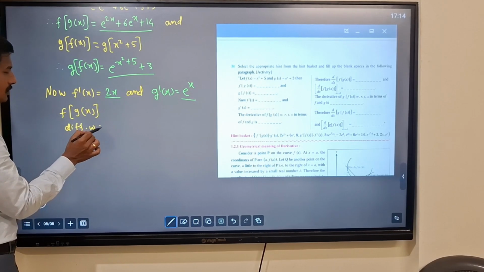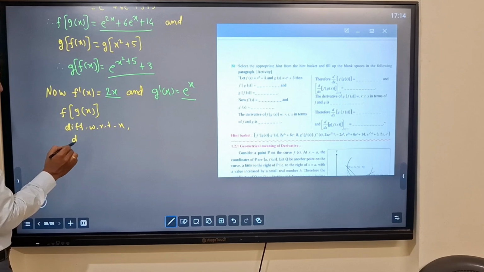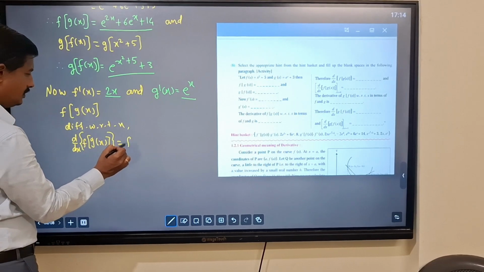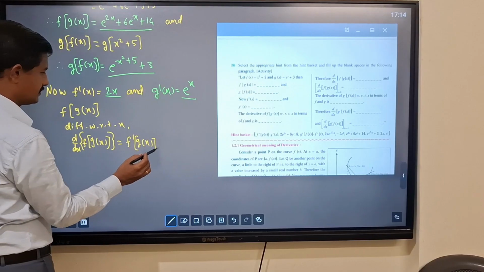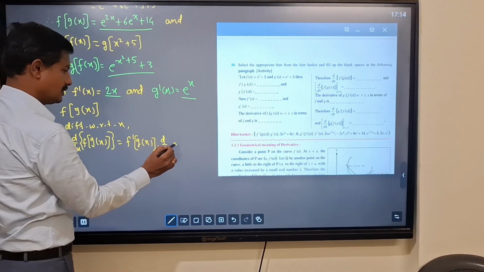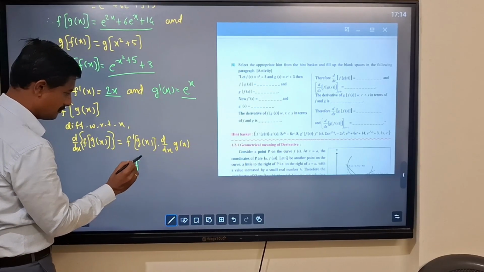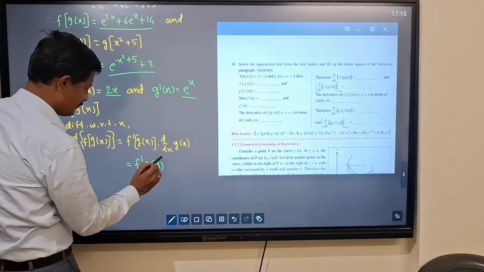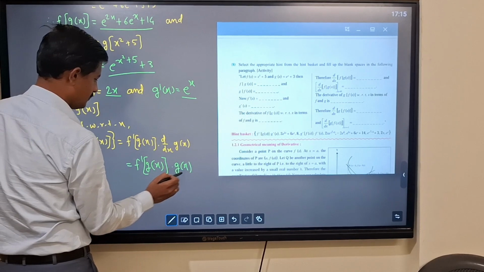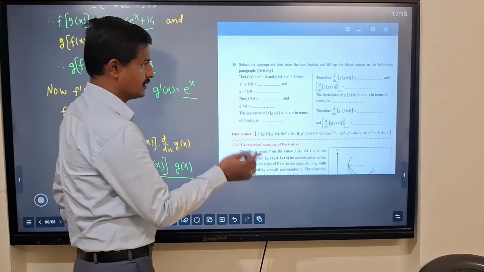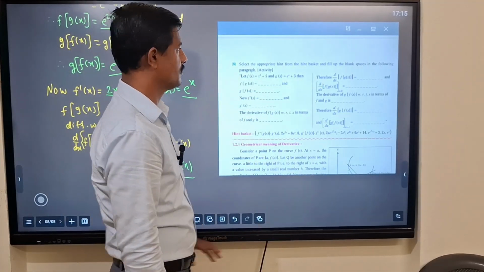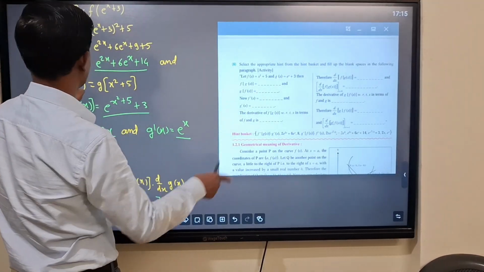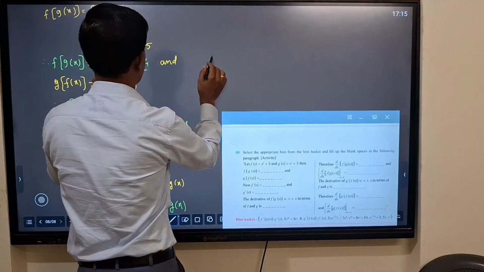So when we differentiate with respect to x, it becomes d dx of f of g of x is equal to f prime of g of x into d dx of g of x. So ultimately it becomes f prime of g of x into g prime of x. Now, therefore, d dx of f of g of x. So next, they ask d dx of f of g of x, differentiation of these things. Differentiation of these things I will write down here.